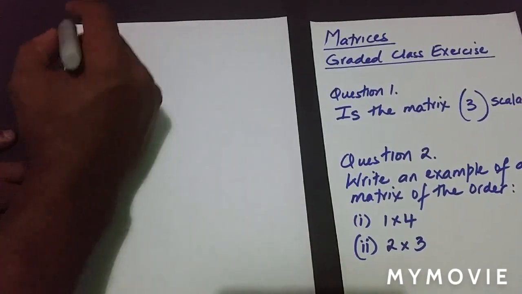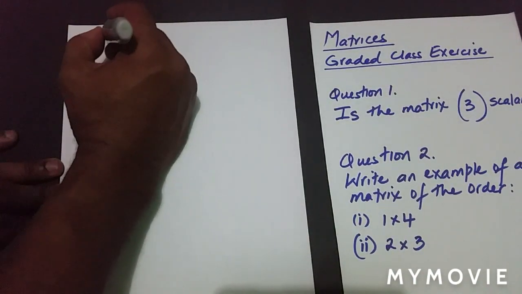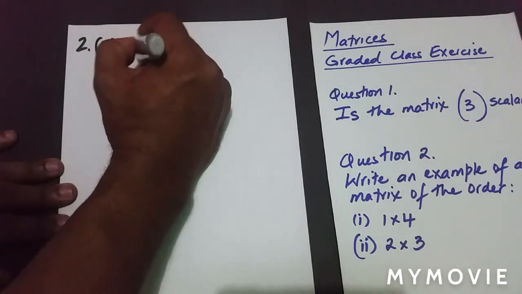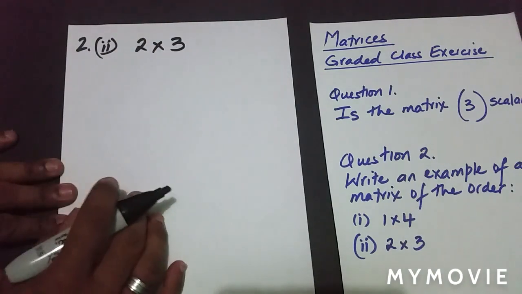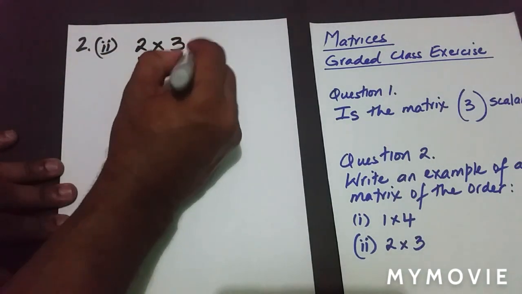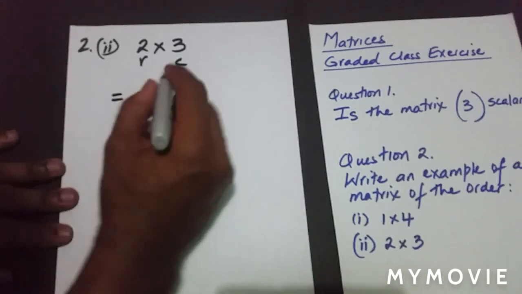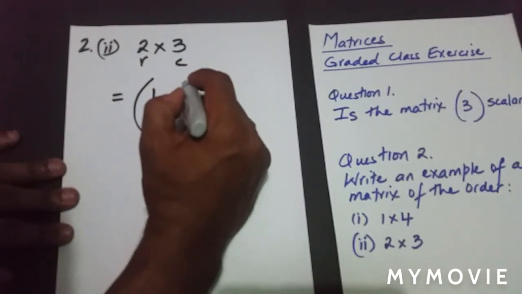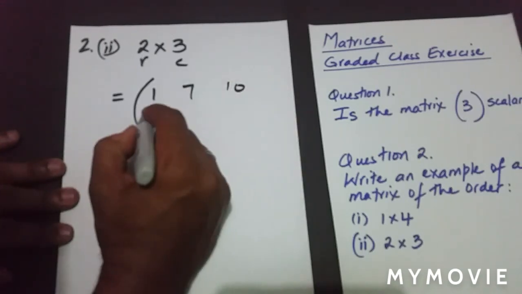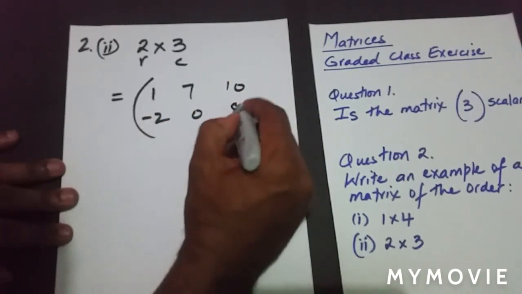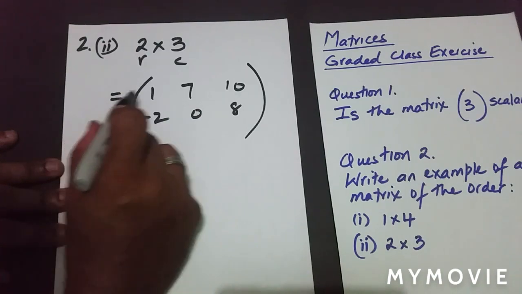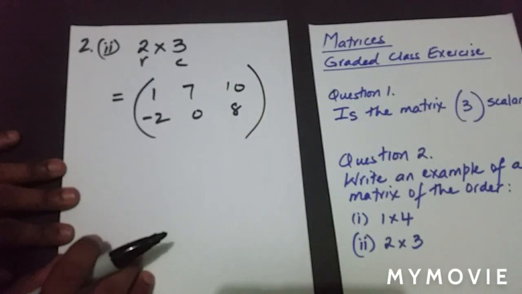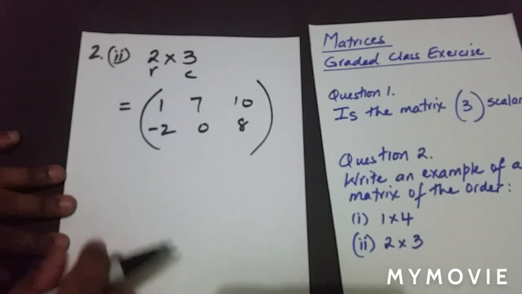We're still at question 2, part 2. So we want to write a matrix that's of the order 2 by 3, which means we have 2 rows and 3 columns. So this would simply be, it says 2 rows and 3 columns, so 1, 7, 10, minus 2, 0, 8. So you can clearly see here that we have 2 rows and 3 columns. So that would have been the answer to question 2.